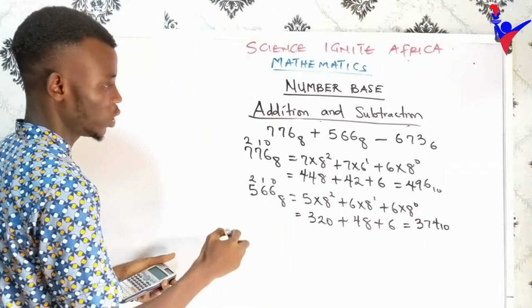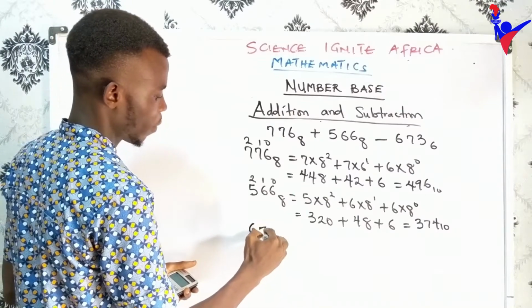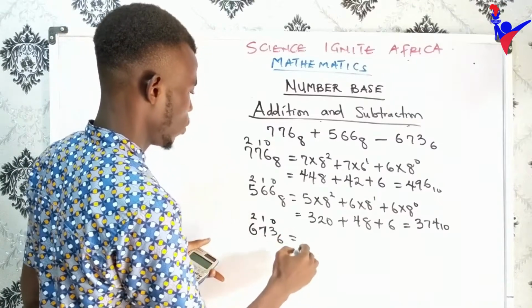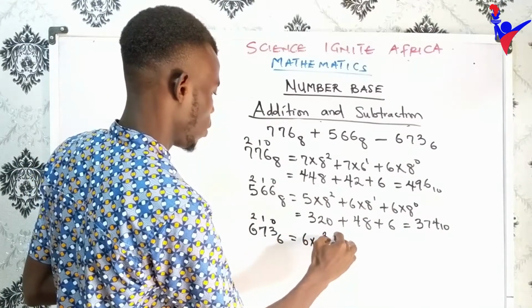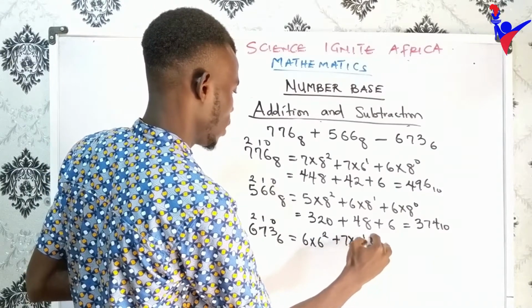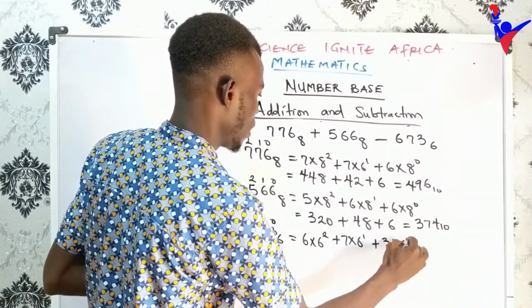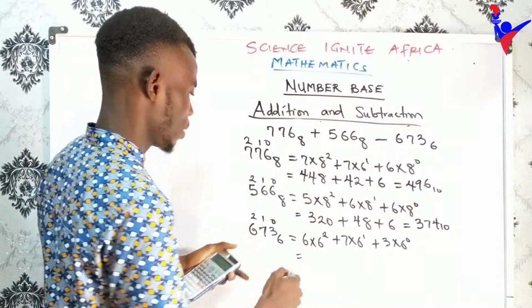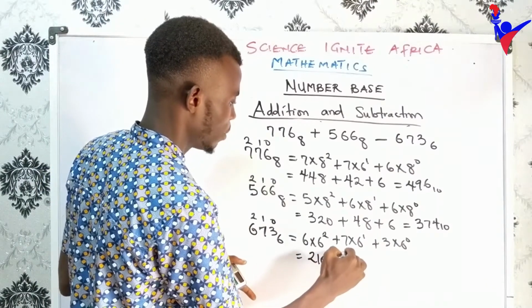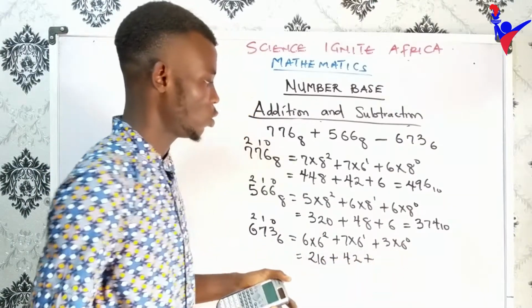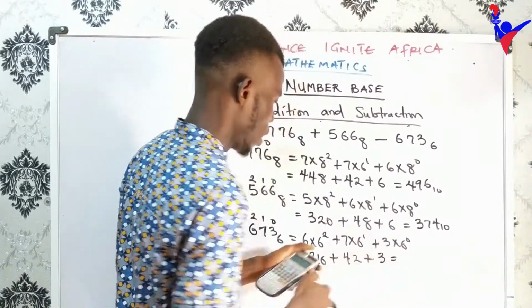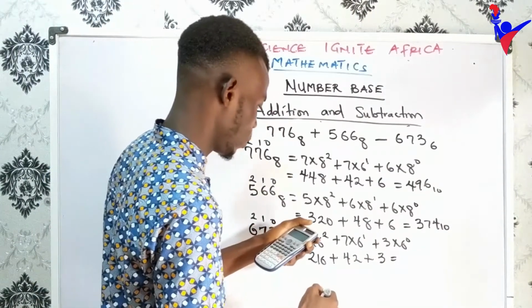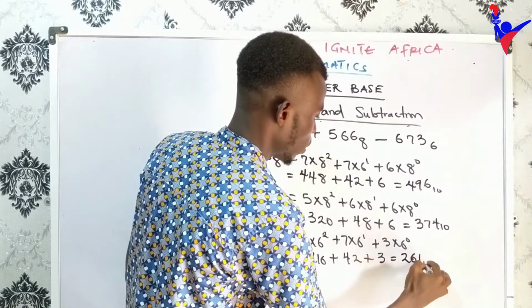And the last one is 673 base 6. We have positions 0, 1, and 2. That will be 6 multiplied by 6 raised to power of 2, plus 7 multiplied by 6 raised to power of 1, plus 3 multiplied by 6 raised to power of 0. 6 raised to power 2 gives us 36, and 36 times 6 is 216. 7 times 6 is 42. 6 raised to power 0 is 1, multiplied by 3 is 3. Then we have 216 plus 42 plus 3... 42 plus 3 is 45. So 216 plus 45 will be 261 base 10.